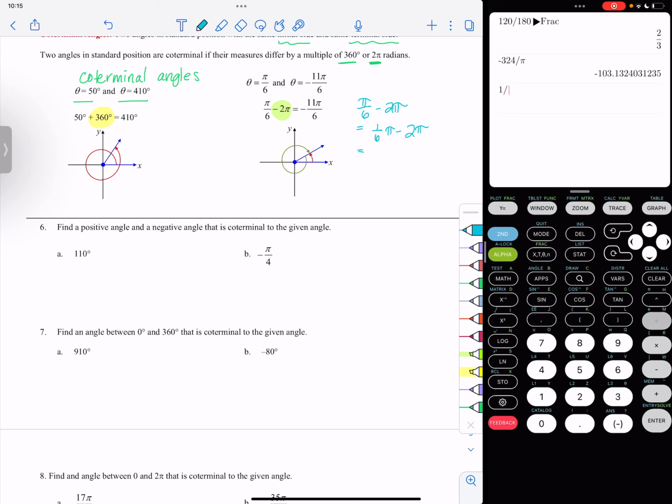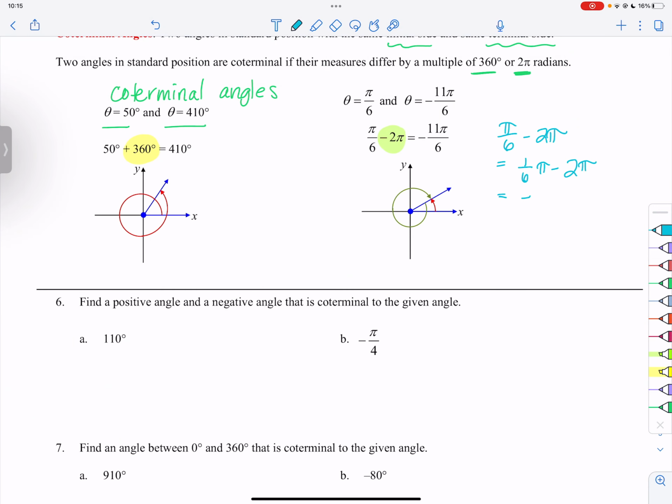So we have 1/6 minus 2, math frac, we will have a negative 11/6. So we have a negative 11/6 pi, and that's the same as a negative 11 pi over 6. Okay, so now let's just try a couple examples.